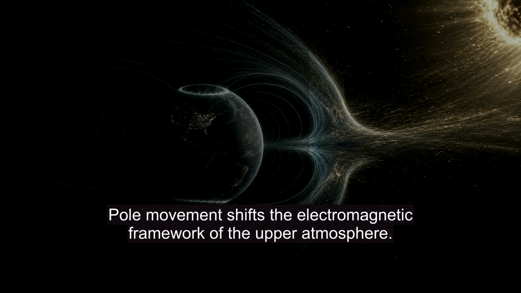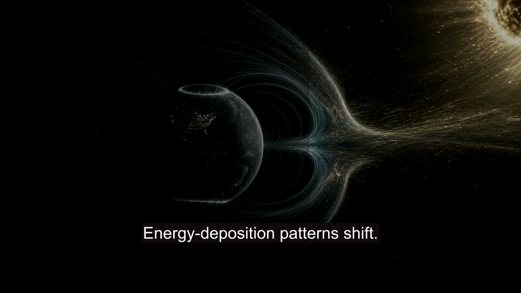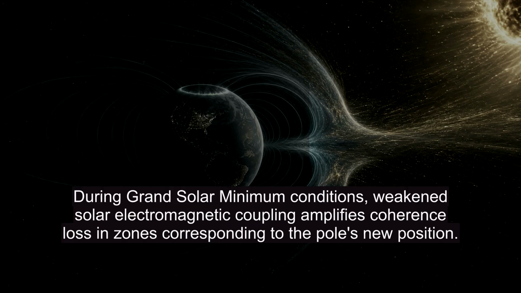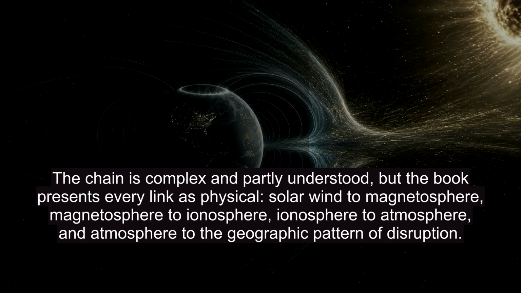Pole movement shifts the electromagnetic framework of the upper atmosphere. Energy deposition patterns shift. Circulation organized partly around that framework changes its longitude of expression. During grand solar minimum conditions, weakened solar electromagnetic coupling amplifies coherence loss in zones corresponding to the pole's new position. The chain is complex and partly understood, but the book presents every link as physical: solar wind to magnetosphere, magnetosphere to ionosphere, ionosphere to atmosphere, and atmosphere to the geographic pattern of disruption.